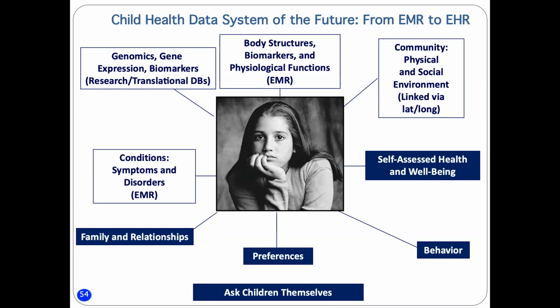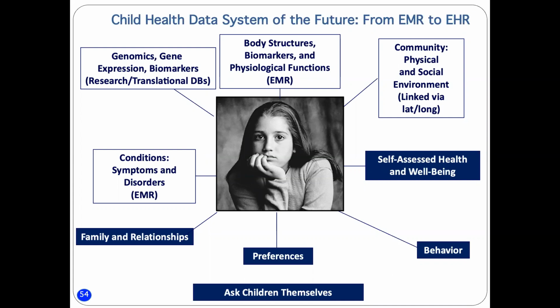Also now linking patients' residences using their latitude and longitude to a variety of area level variables that help characterize their physical and social environments. Things like area level pollution measures, as well as area level socioeconomic status. But we also need to start including, in addition to clinical measures like symptoms and disorders, kids' feelings of their health and well-being, their global health and their subjective well-being. We need to include into the data system assessments of kids' behavior, their academic performance, their preferences for outcome and treatments, and their relationship with families.